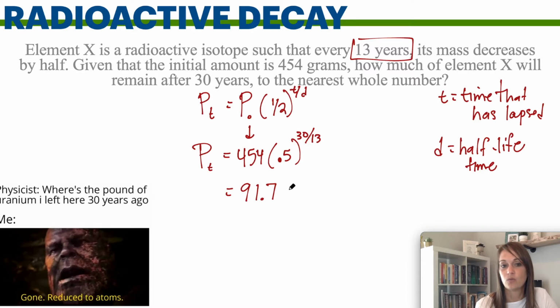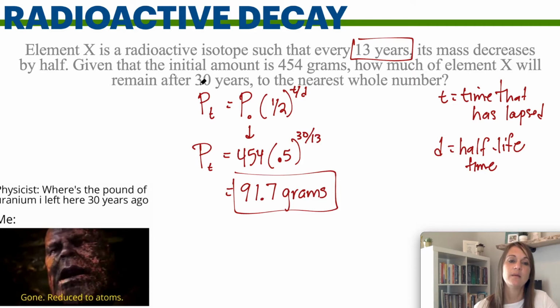91.7 grams would be left, which does make sense. If it takes half every 13 years, that's going to happen twice before you get to 30. 13 years, so that's 26 years. So after 26 years, it is going to reduce by half twice. So you'll get from 454 to 227, and then 227 to about 113.5. And then a little more than 113 is going to get you to about 91 after that. So this actually does make sense.